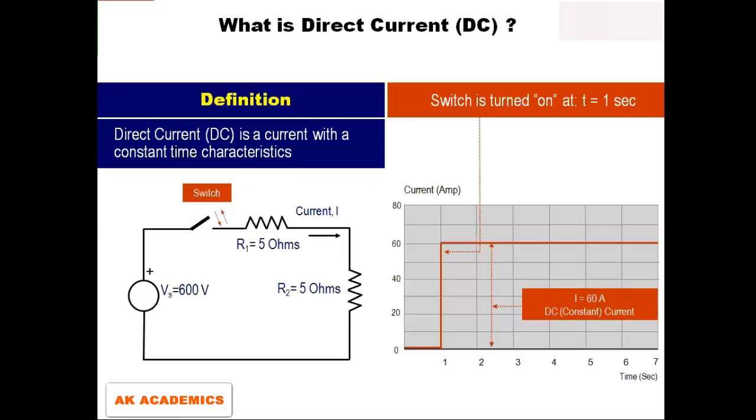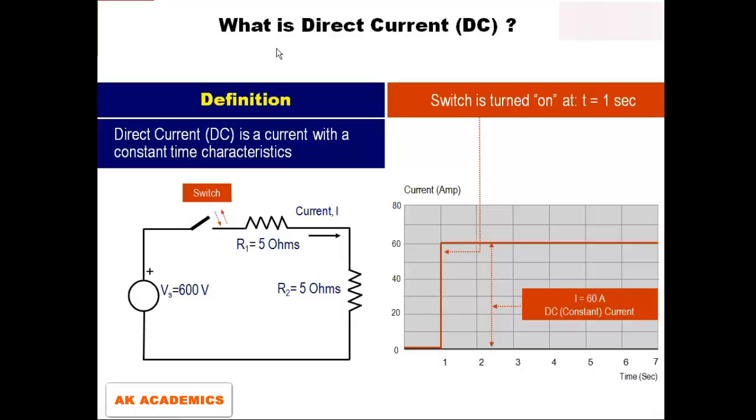So the first question I want to ask you is this: what is direct current? Direct current is usually abbreviated as DC, and it is a current with a constant time characteristic, as you can see here. A current with a constant time characteristic. What you will look at on this graph is a graph of current against time.